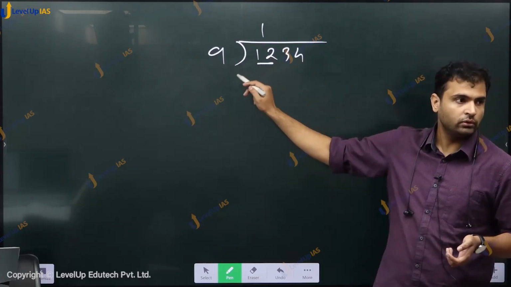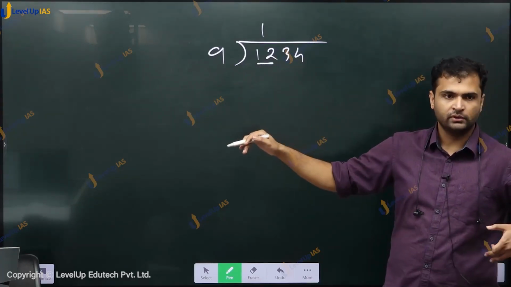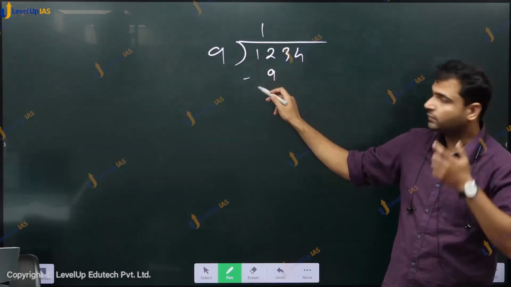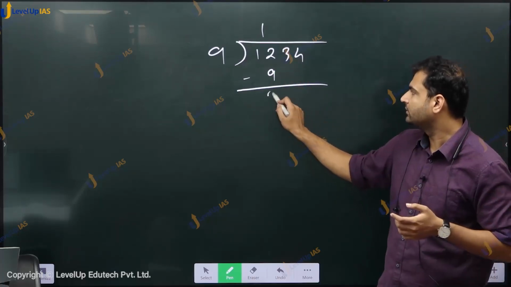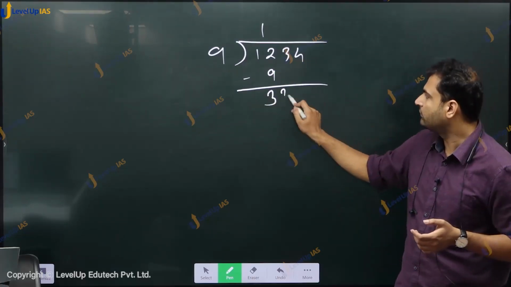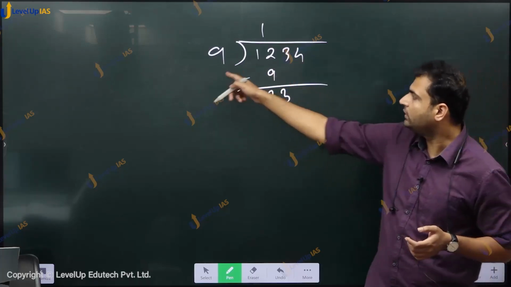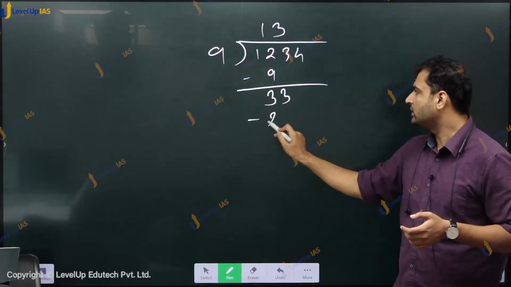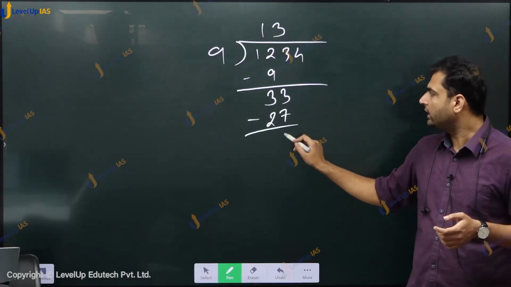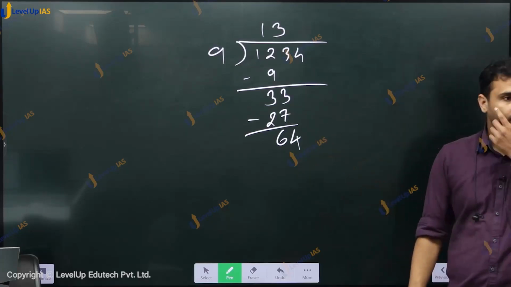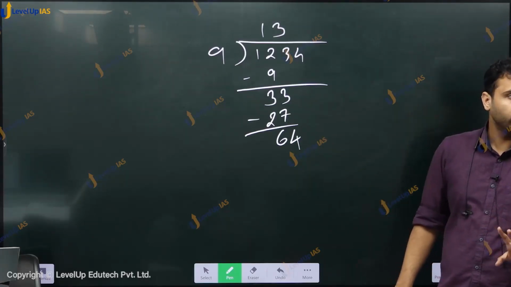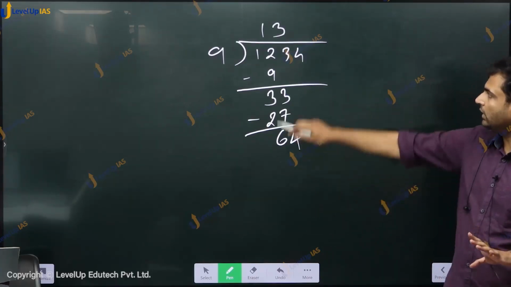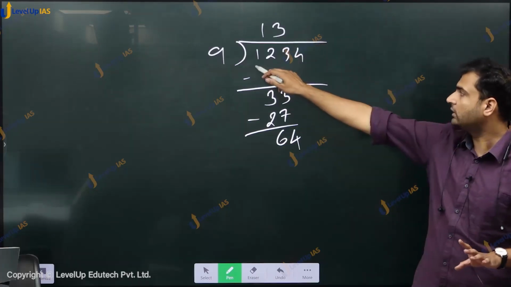We want to go till a multiple of 9 which is less than 12. So 9 ones are 9. So we subtract 9 from here. 12 minus 9 is 3. We take the next number from the digits, and now we divide 33 by 9. You get 9 threes are 27. So minus 27, we subtract, we get 6, and we borrow the next number. कोई गलती हो रही है? नहीं. 64. Now we divide again 64 by 9.